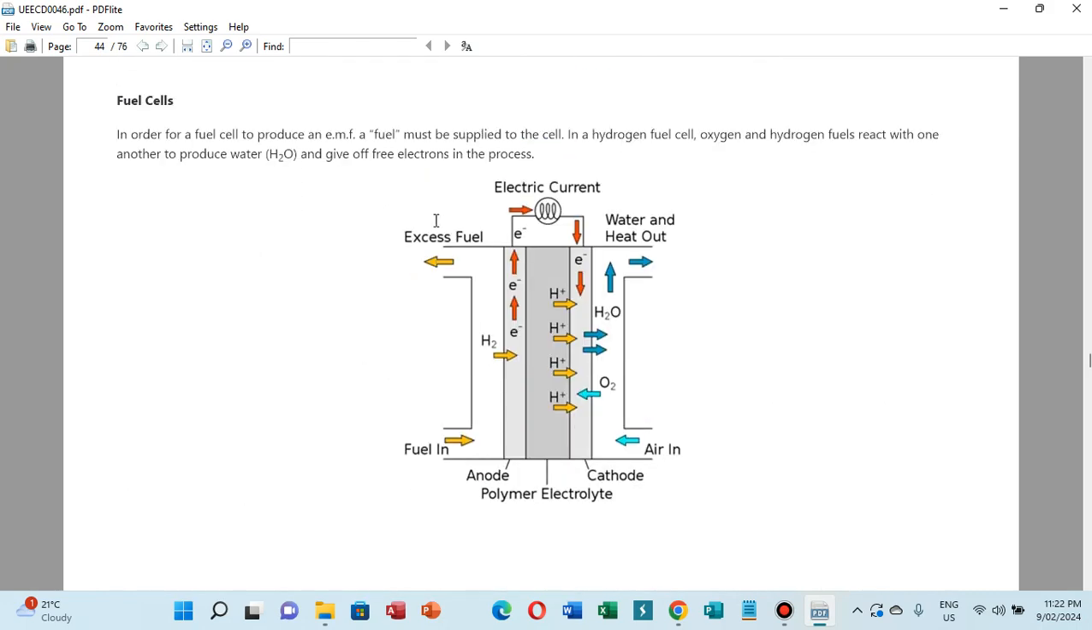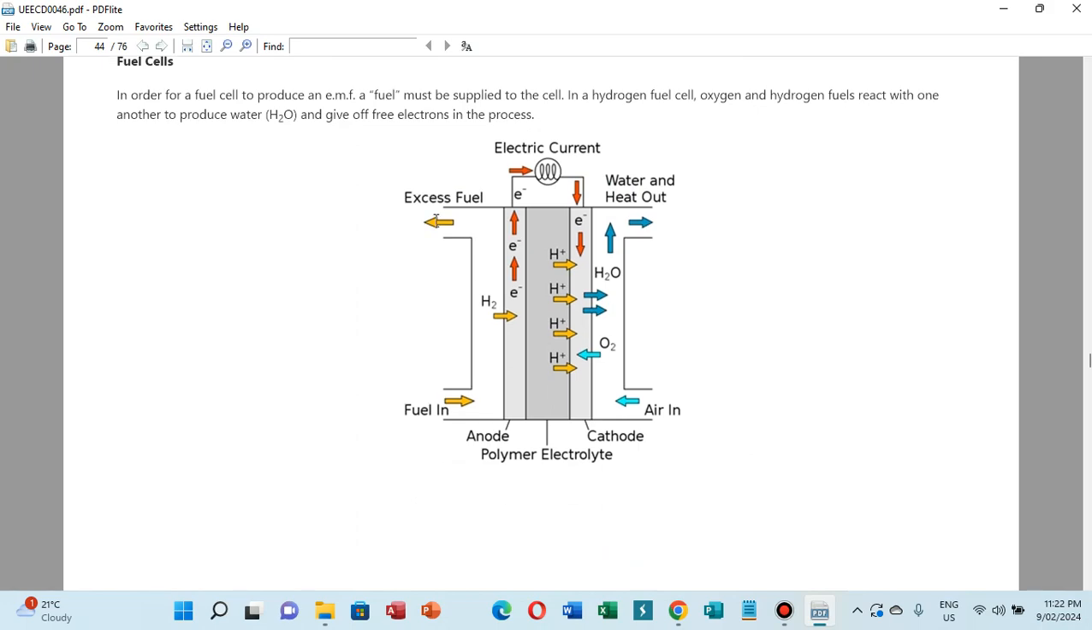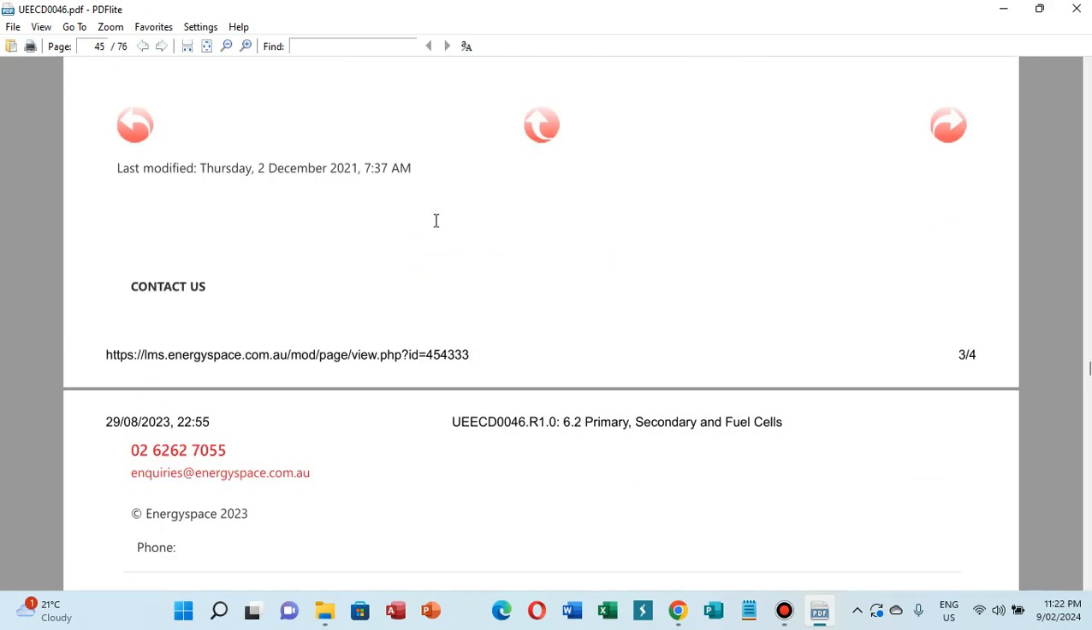So this is an example of the electrical pure cell. A pure cell is a battery. This diagram shows us the pure cell diagram.